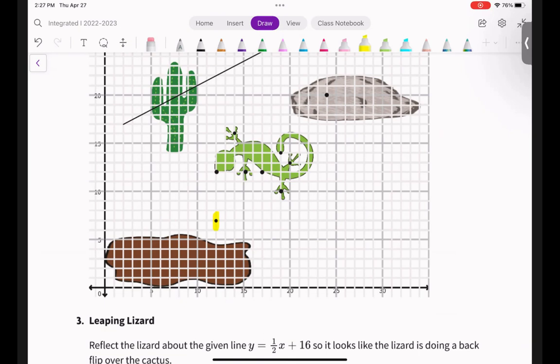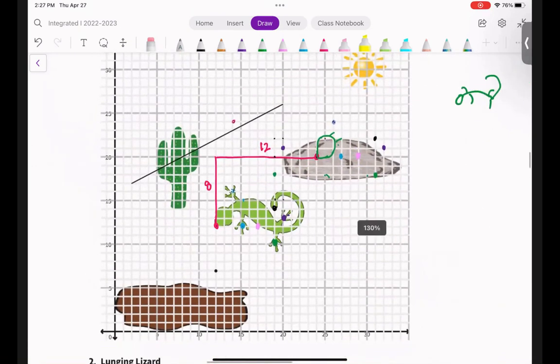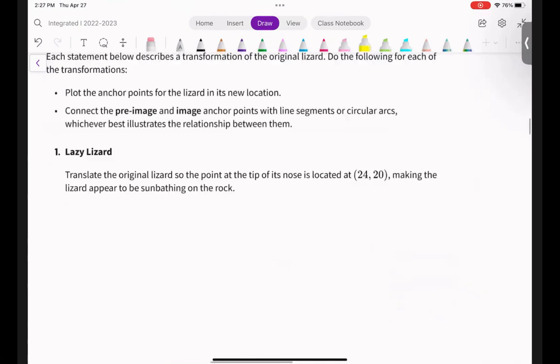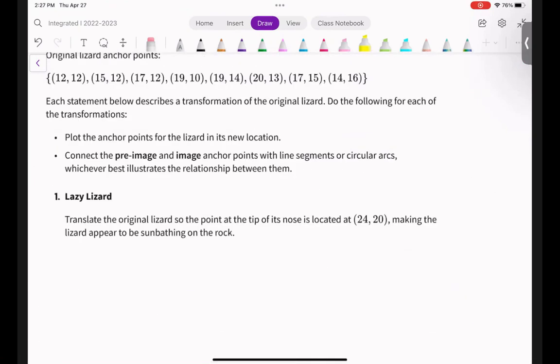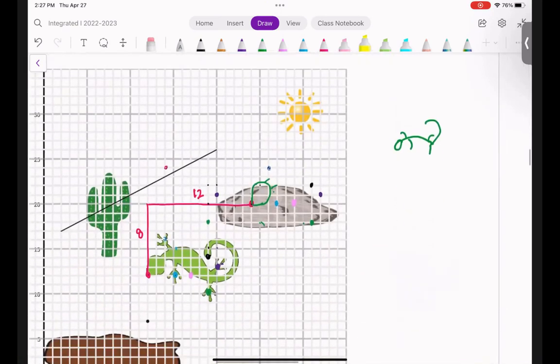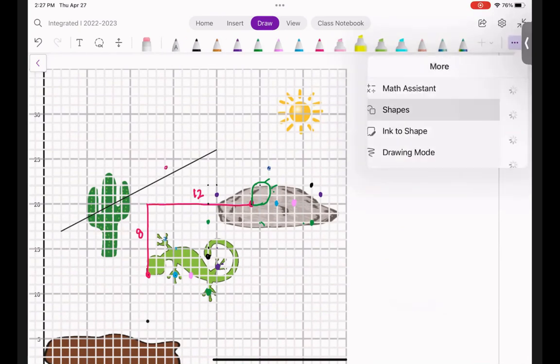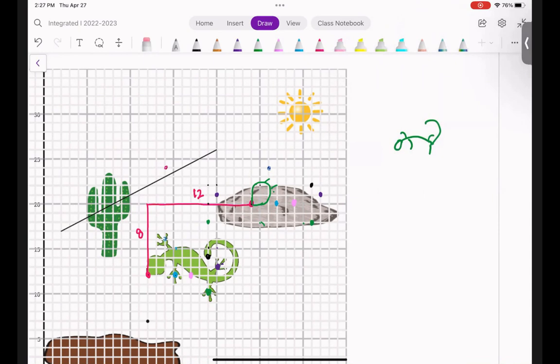Oh, I forgot. It said to connect my points. Sorry, I should have done that. Do you remember here it said connect the pre-image and the anchor points? So let me connect these points. Let's try to draw a shape. Okay, so I'm going to try to connect these points and see what happens.